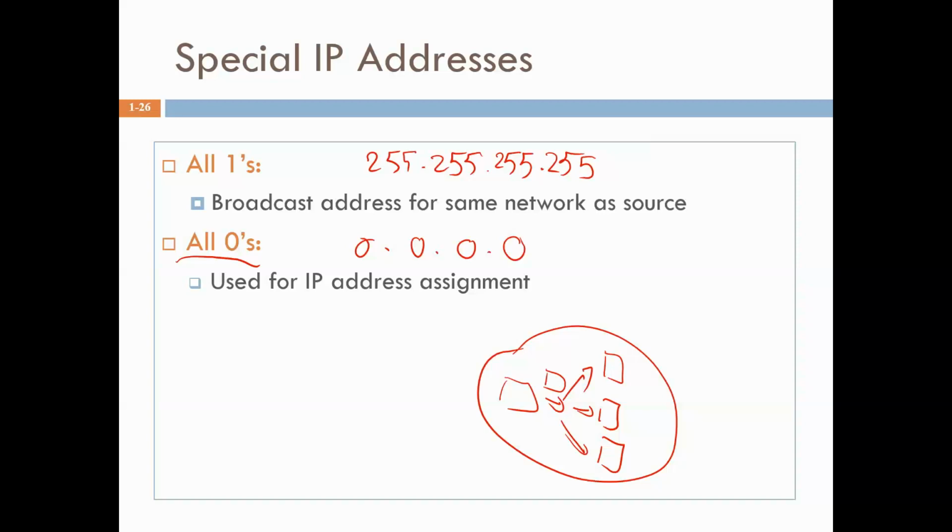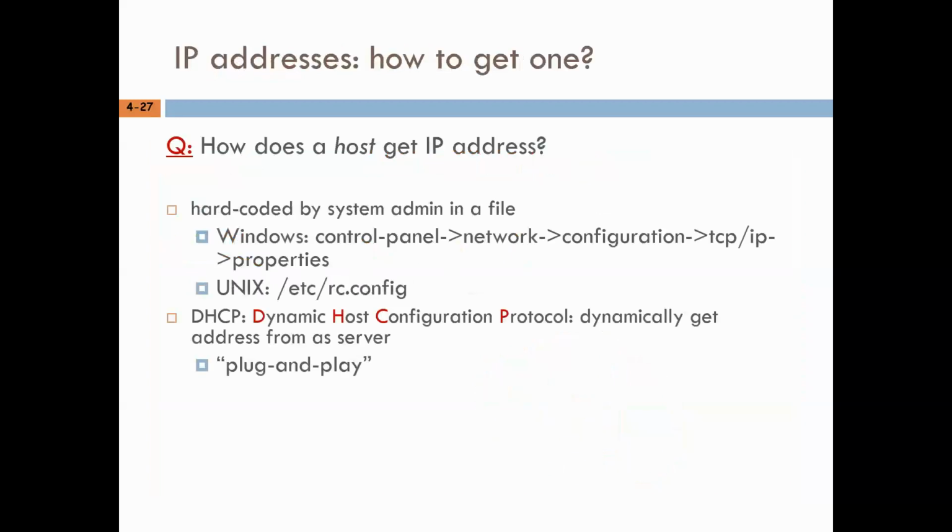So this is the IP address that it uses until it gets assigned one by the network itself. And this brings us to the next topic. How does a device obtain an IP address? There are mainly two ways.